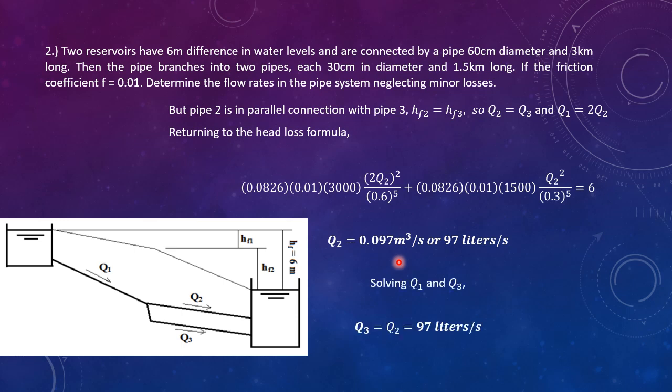Solving for Q1 and Q3, for Q3, that is simply equal to Q2, which is equal to 97 liters per second. And finally, for Q1, that is equal to twice Q2, and substituting, Q1 is equal to 194 liters per second.